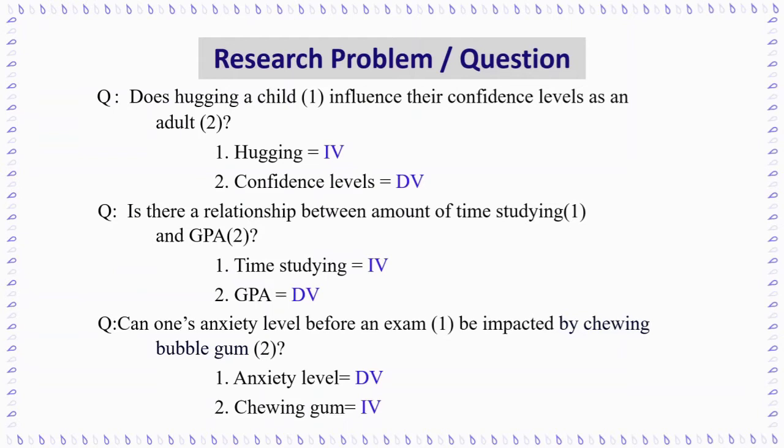For the question, can one's anxiety level before an exam be impacted by chewing bubblegum? The anxiety level is the dependent variable. We are wondering if chewing the gum will influence the dependent variable of anxiety level. So our anxiety level is our outcome variable. Alrighty, let's move on.